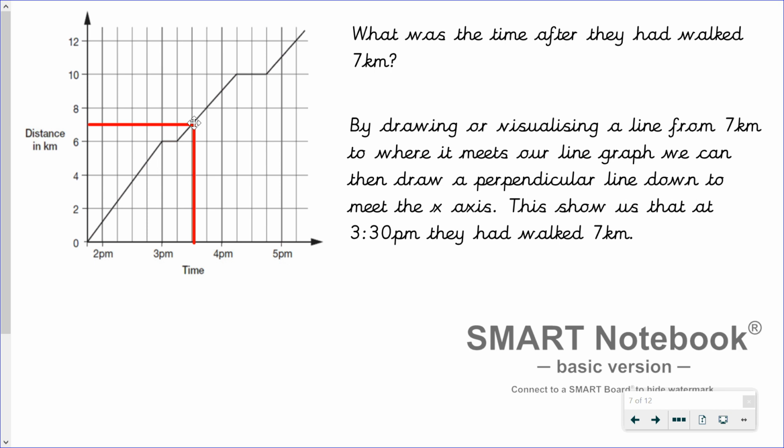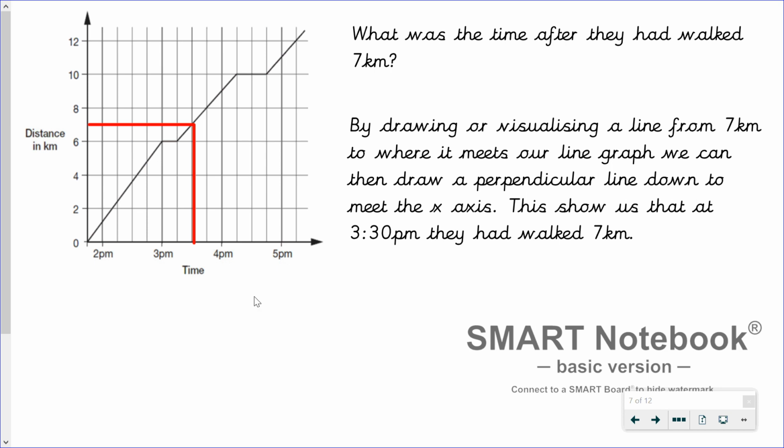Then this word perpendicular has a right angle to it. Okay, it's almost like a corner of a square. It has to meet and go directly 90 degrees from it. So we've come across and met the line, and we draw a perpendicular line that comes straight down and hits here. And that helps us to tell what time it was when they'd walked 7 kilometers, because 7 kilometers hit the line, and then we take it directly down at that time, 3 p.m, 3:15, 3:30. So 3:30 p.m. when they'd walked 7 kilometers.